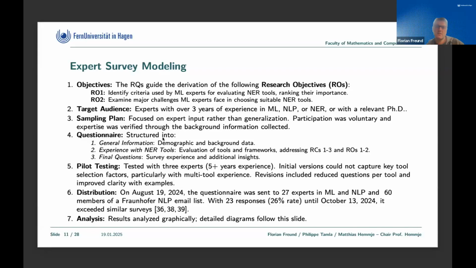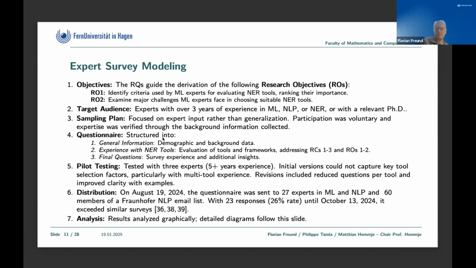We pilot tested the survey with 3 experts with more than 5 years of experience, and found that initial versions could not capture key tool selection factors and had problems with multi-tool experience when participants had more than 1 tool used. We wanted to assess specifically good results for the specific tools. And we did revisions where we reduced questions per tool and improved the clarity with examples.